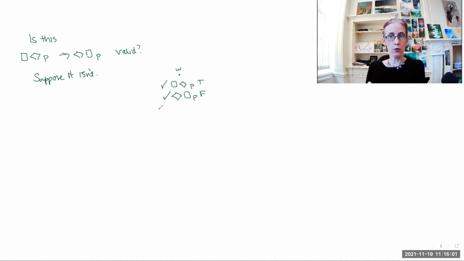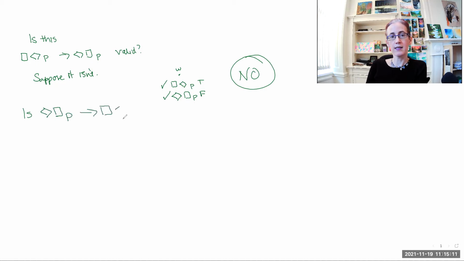Here's a question for you. What about the converse? So here, the answer to this one is no. What about possibly necessarily P implying necessarily possibly P? Is that one going to be valid? I'll leave that one as an exercise for you.